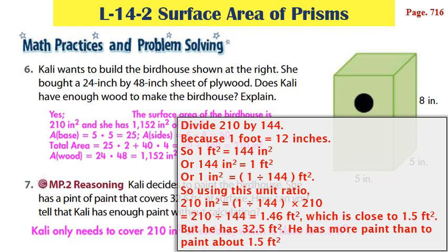So using this unit ratio, 210 square inches equals 1 divided by 144 times 210, which equals 210 divided by 144, which equals 1.46 square feet, which is close to 1.5 square feet. But he has 32.5 square feet. He has more paint than needed to paint about 1.5 square feet.